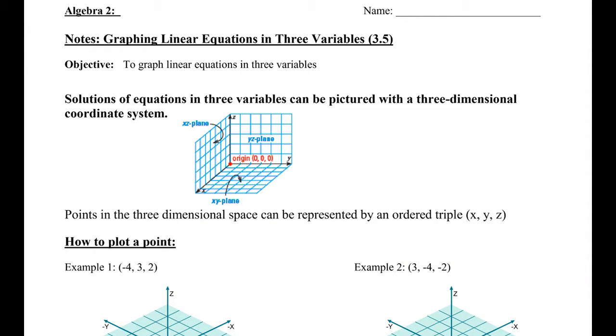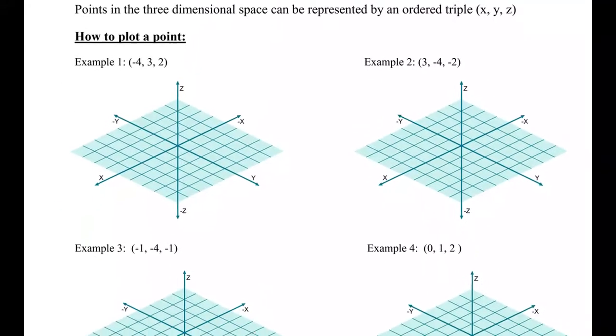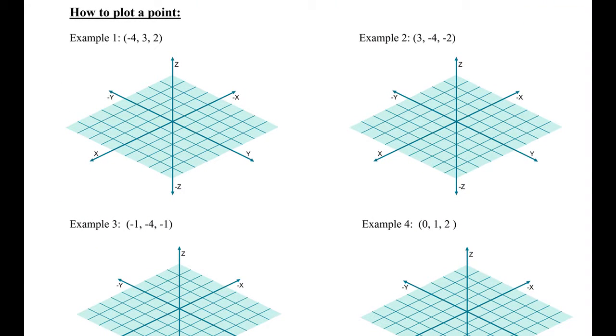Today's notes are graphing linear equations in three variables. Solutions of equations in three variables can be pictured with a three-dimensional coordinate system. Points in the three-dimensional space can be represented by an ordered triple x, y, and z. We're going to look at the first two examples on how to plot a point.